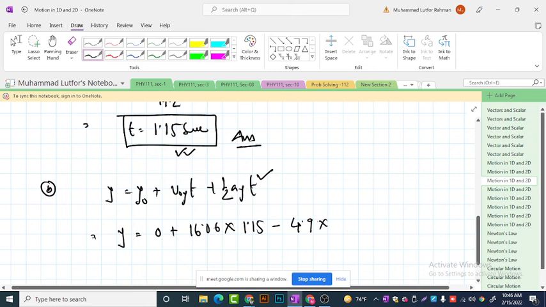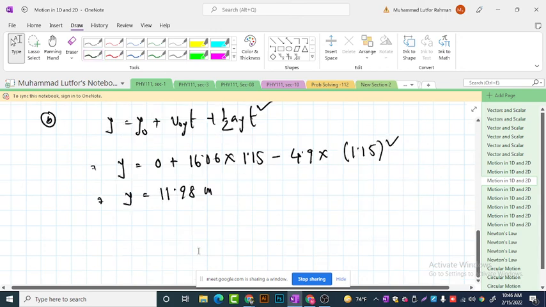4.9, basically half into 9.8. So that becomes 4.9, and t is 1.15 squared. If you solve this one, you will find that y would be 11.98 meters from that releasing point. So that means the ball will strike the wall 11.98 meters above your releasing point.